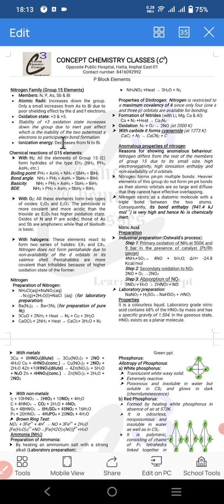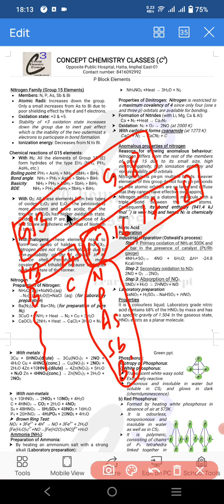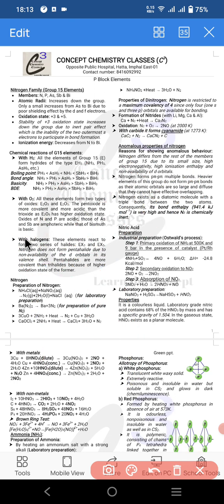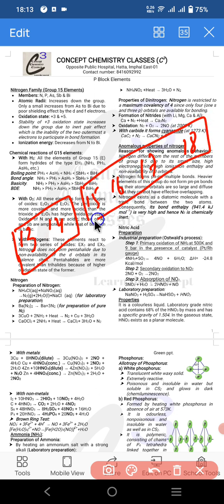Today in this video, I am going to explain about P block elements. P block elements are those elements which are present in group 13 to group 18 in the periodic table. Group 13 and 14 are in 11 standard, while group 15 to group 18 are in 12 standard. So in this particular video, I am going to cover group 15 only.